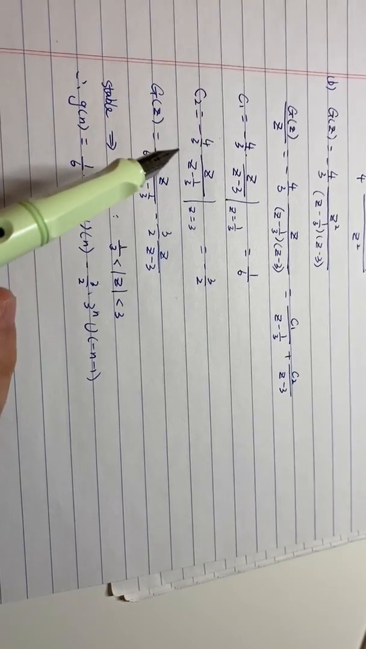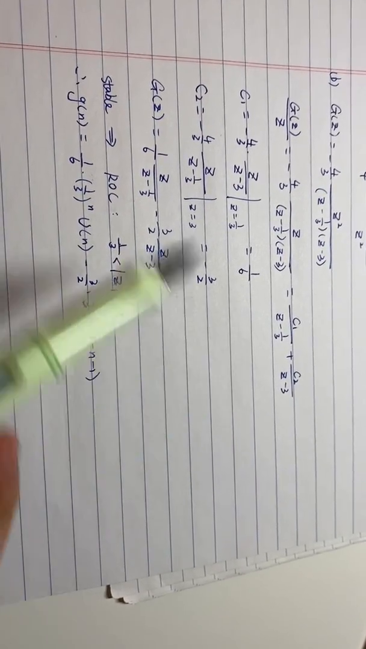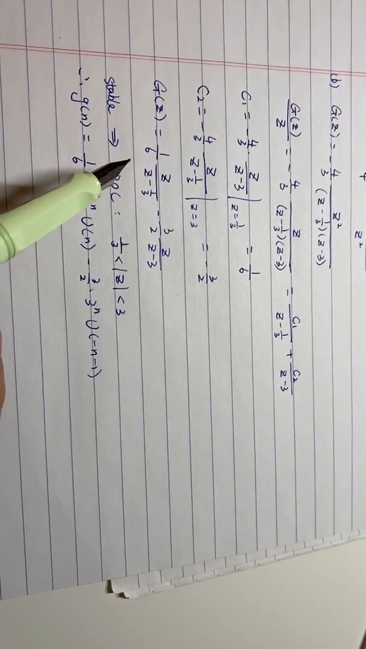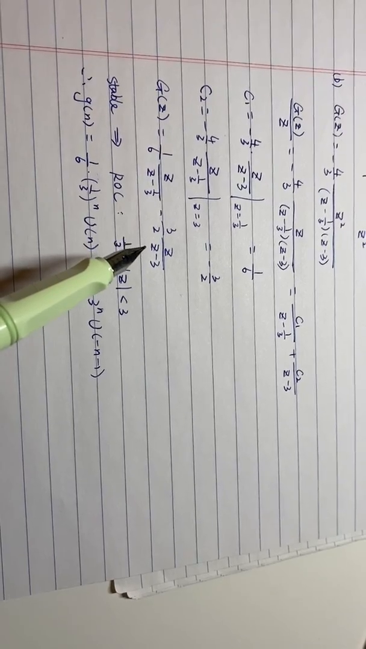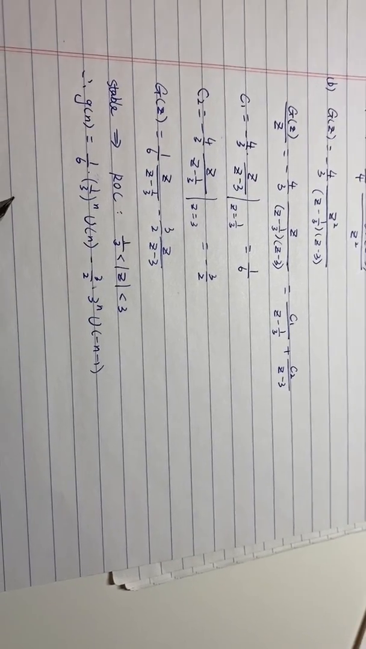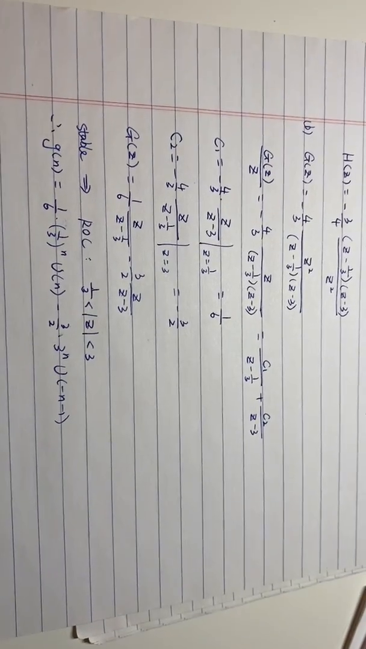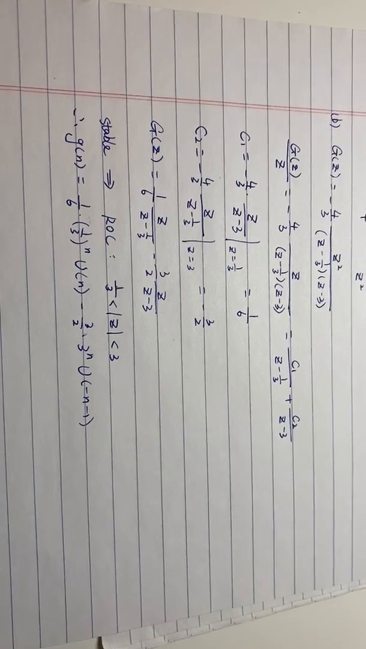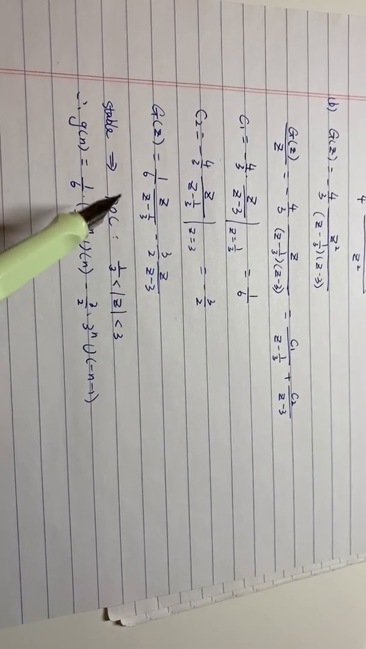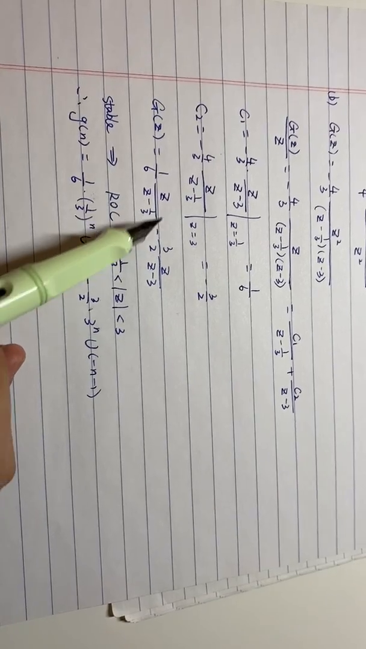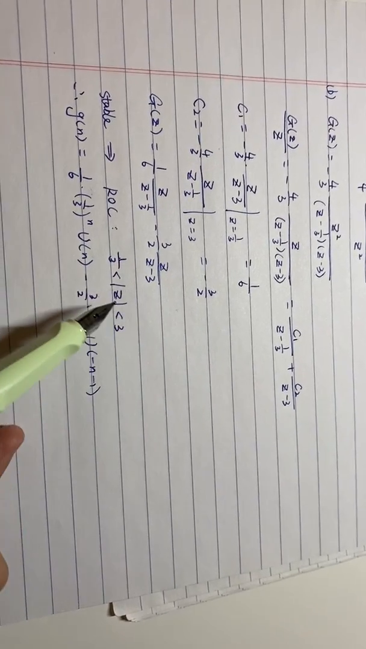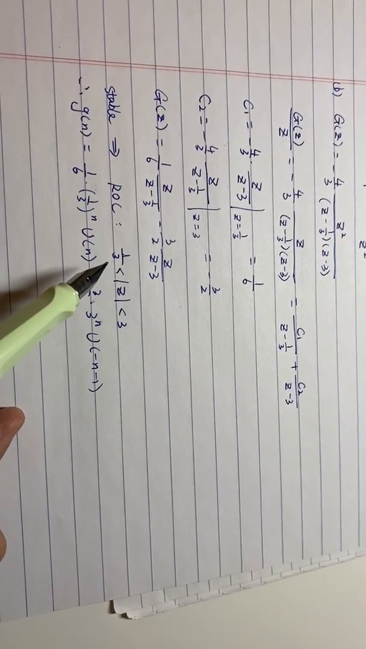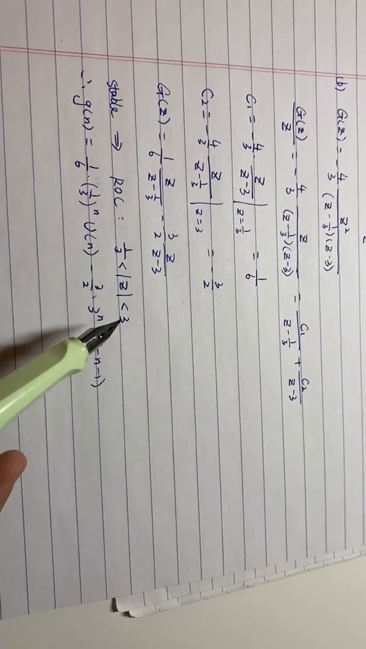With C1 and C2, we can get G(z), which equals 1/6 multiplied by z over (z minus 1/3), minus 3/2 multiplied by z over (z minus 3). And as we've been given that this is a stable inverse system G(z), in order to be stable, the ROC should be, as you can see, between 1/3 and 3. So the modulus of z should be larger than 1/3 and smaller than 3.